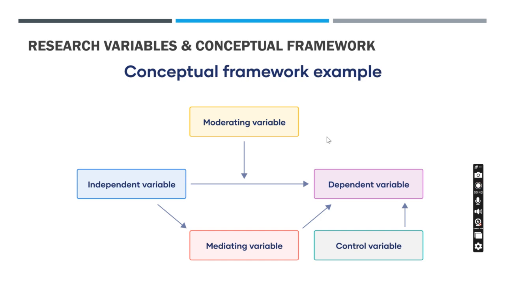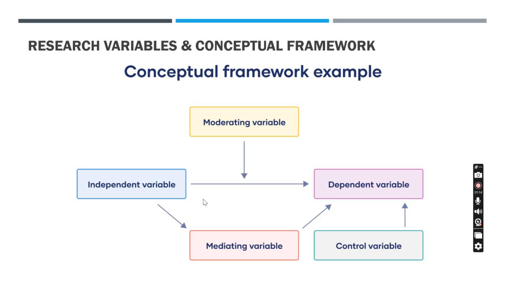When we talk about the moderating variable, you see here the arrow ends in the arrow between the independent and dependent variables. That means it affects the relationship between the independent variable and the dependent variable, either by making the relationship between them stronger or weaker, or it also controls the direction of the relationship.